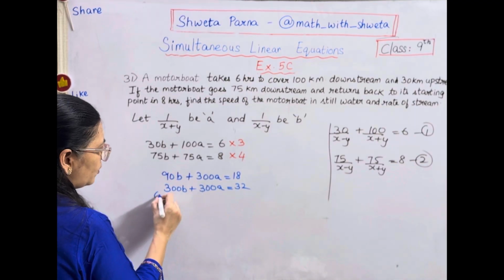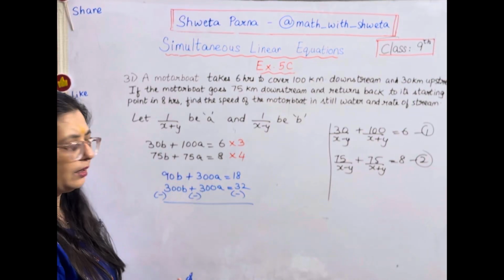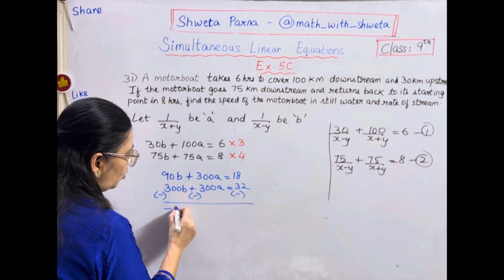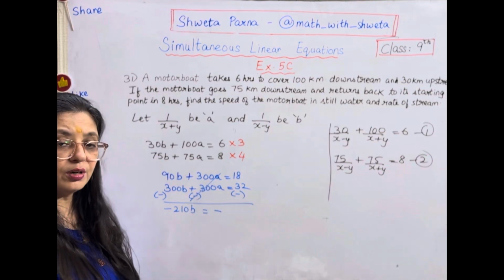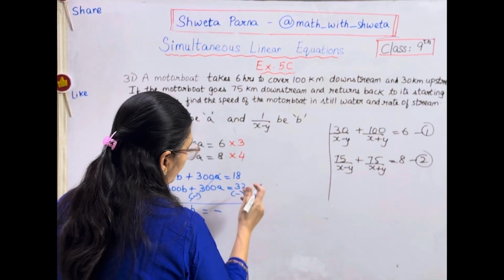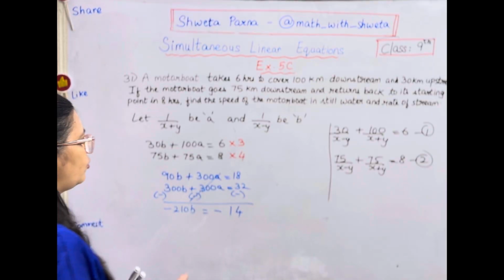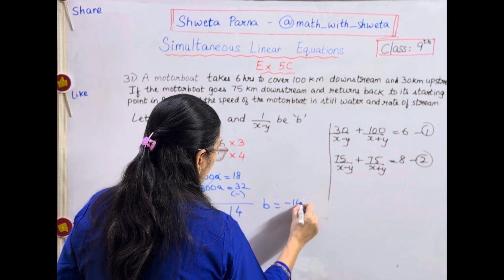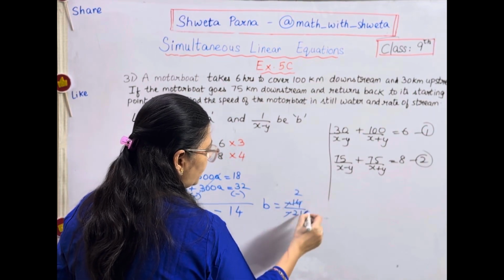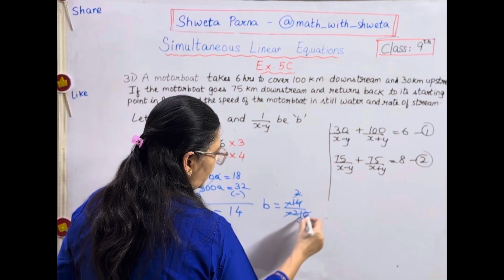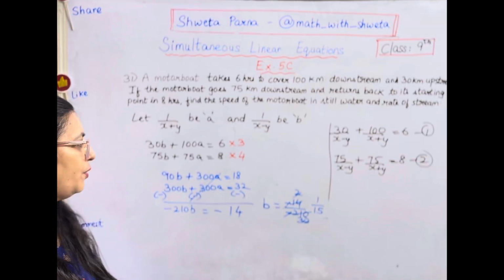Change the sign, same, minus, minus, minus. 90 minus 300. So this would be minus 210b. This gets cancelled, is equal to 18 minus 32, which is minus 14. So b is equal to minus 14 upon minus 210. Minus minus gets cancelled. 7 2s are 14, 7 30s are 210. When you cancel this, you will reduce it and you will get 1 upon 15.